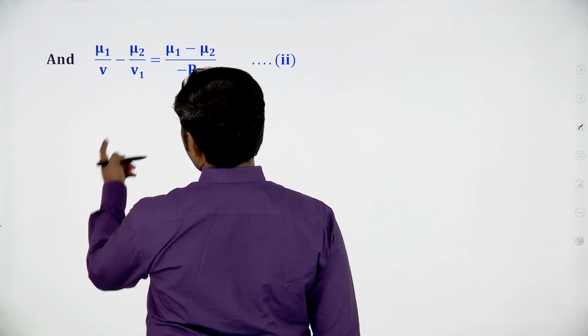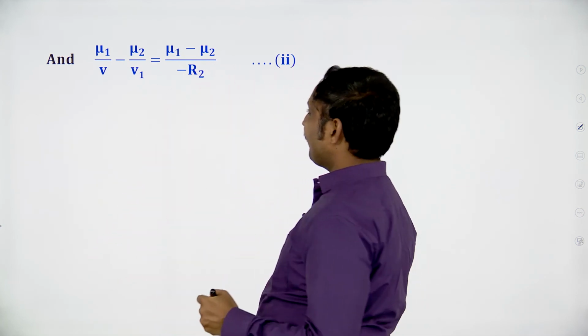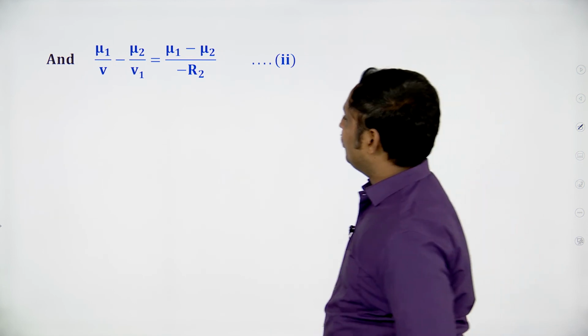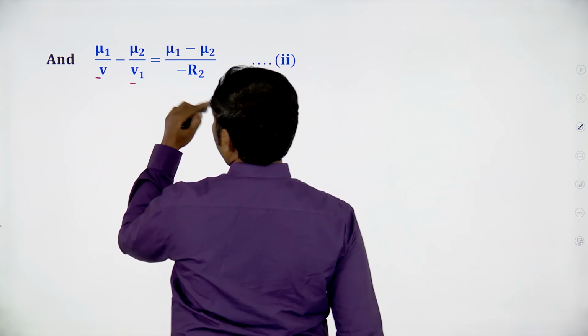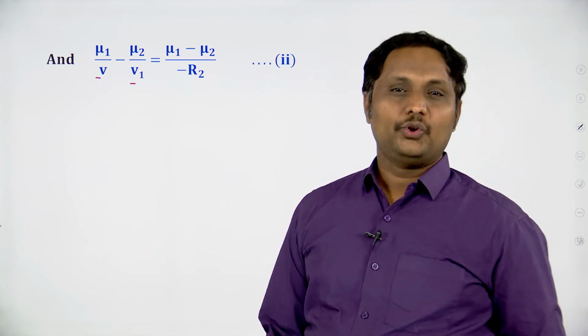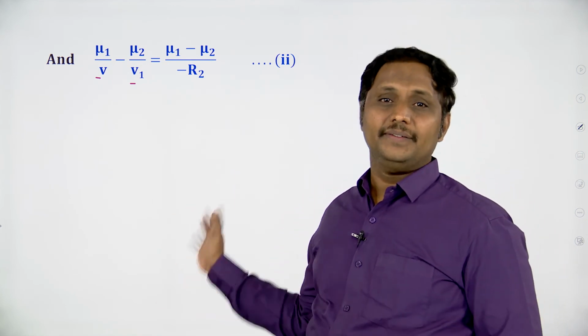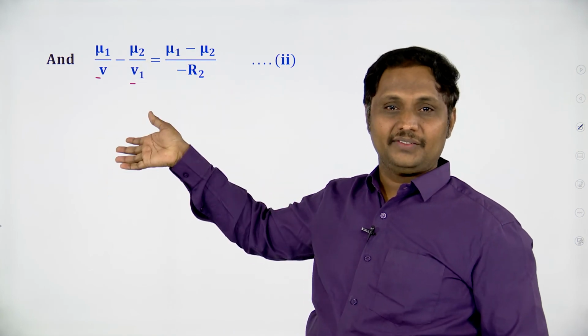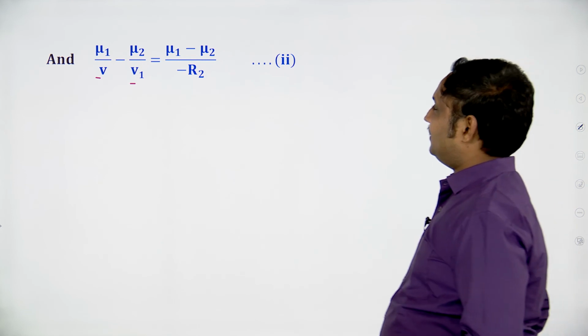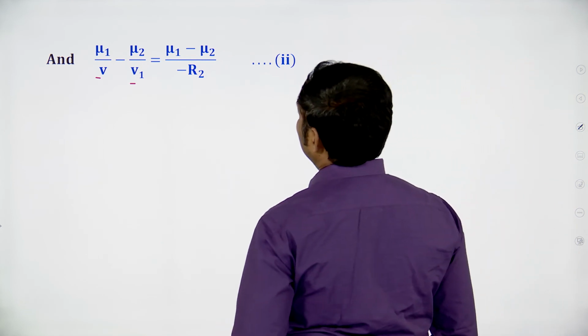Yes, we would like to go for this one. This is very clear, right? Depending on that u and v, we have to consider this, which is going to be acting as an object for the second refracting surface. Right, let's have a look into that matter.